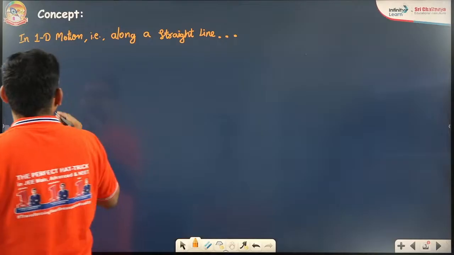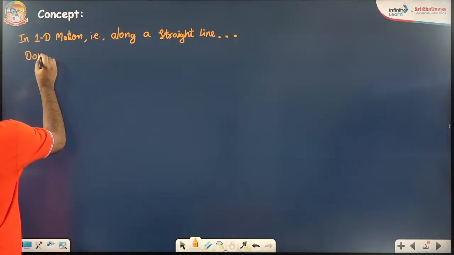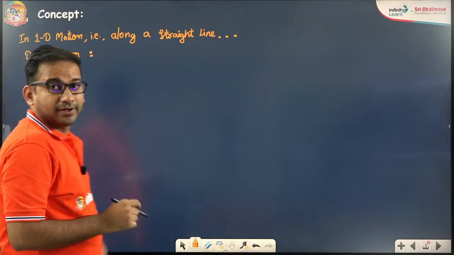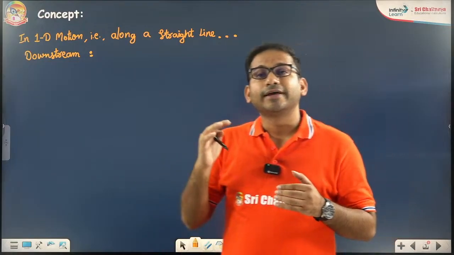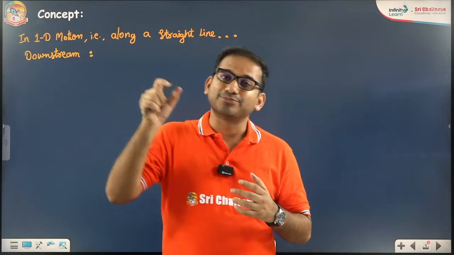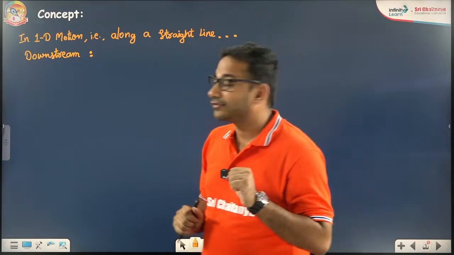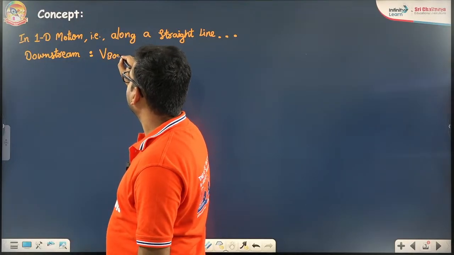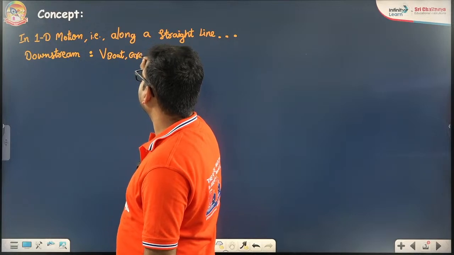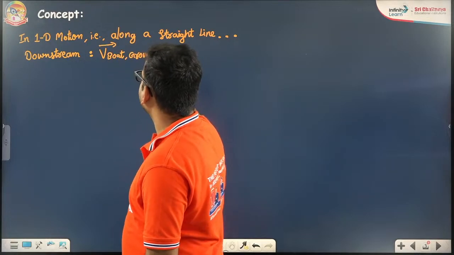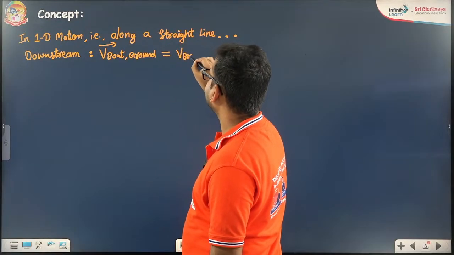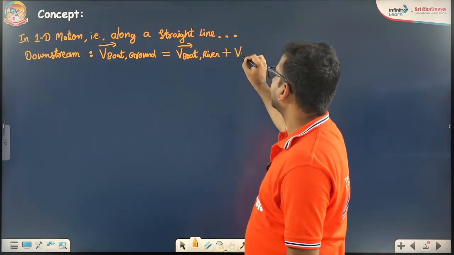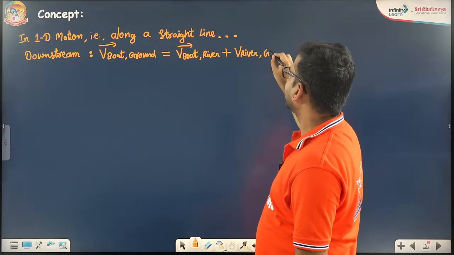So if we are talking about the downstream case, downstream means along the stream. So basically the boat is moving in the direction of the stream or in the direction of the river. So the downstream velocity, the net velocity of the boat with respect to ground, will be given by the velocity of the boat with respect to river plus the velocity of river with respect to ground.